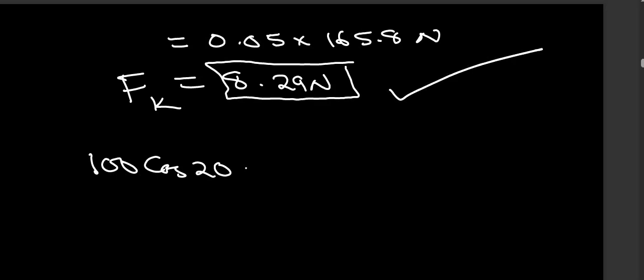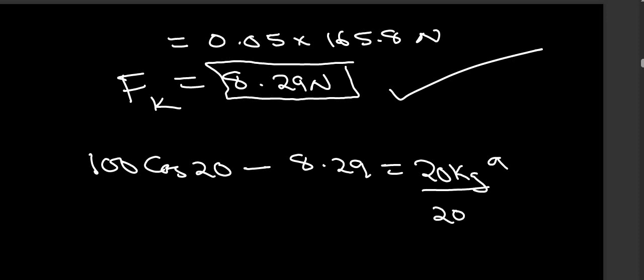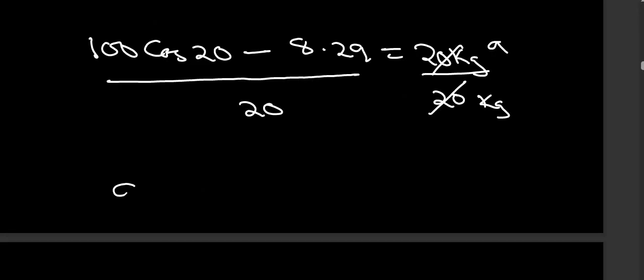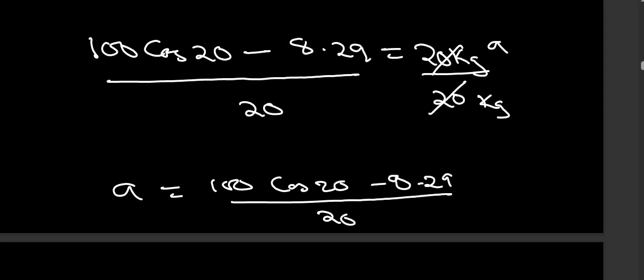You found your friction. And we're going to say the winning force, now we know what friction is, it's 8.29, we put it there, is equal to the mass times acceleration. So the mass was given in the question. The mass was 20 kilograms, if I'm not mistaken. We're looking for acceleration, so here we'll just divide by 20. Also this side will divide by 20. So this is kilograms. So your acceleration will just be the 100 cos 20 minus the frictional force, 8.29, everything over 20. What do you get?